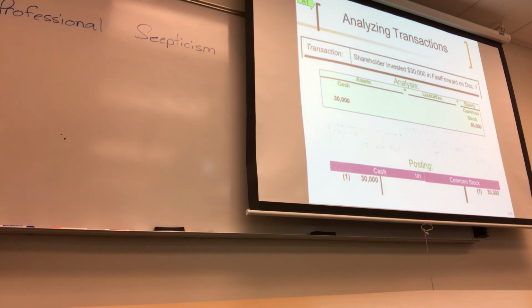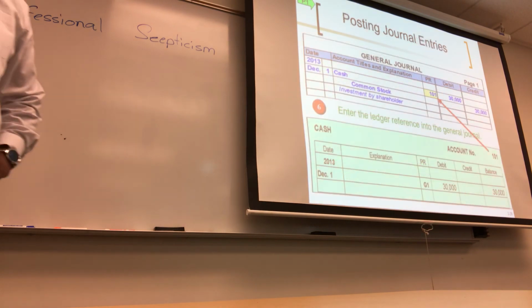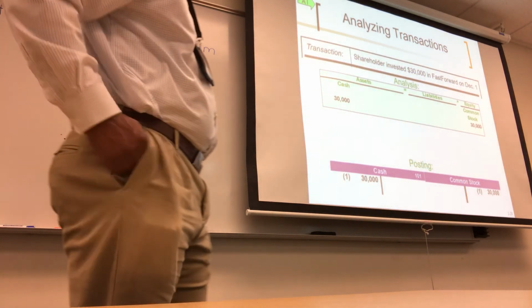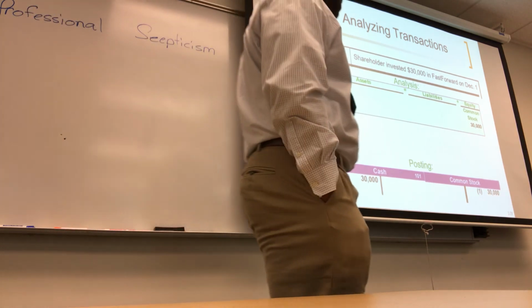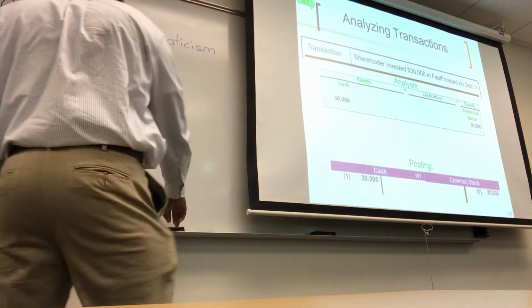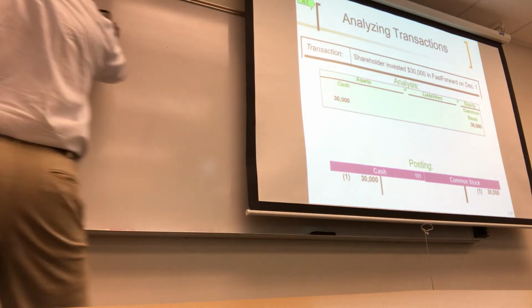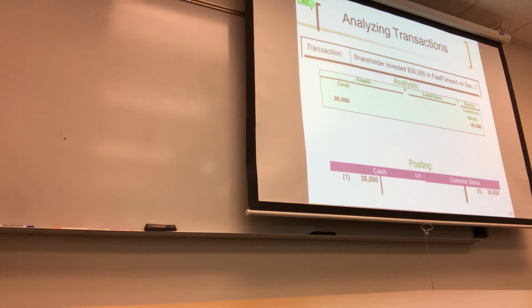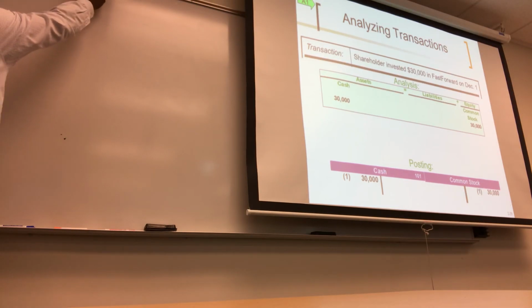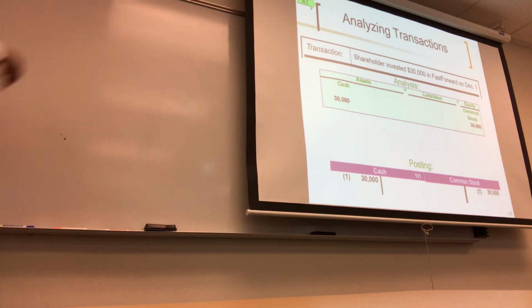Let's go into some transactions. Here we have a shareholder invested $30,000 in Fast Forward. So let me go back to those questions that I asked you at the end of the last class, right? So question number 1, is it cash or credit? Cash. It's a cash transaction.